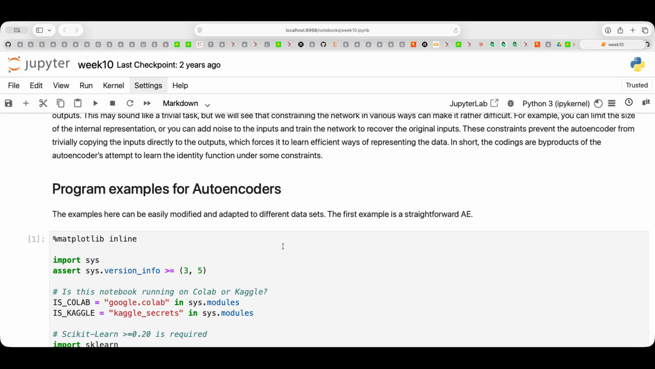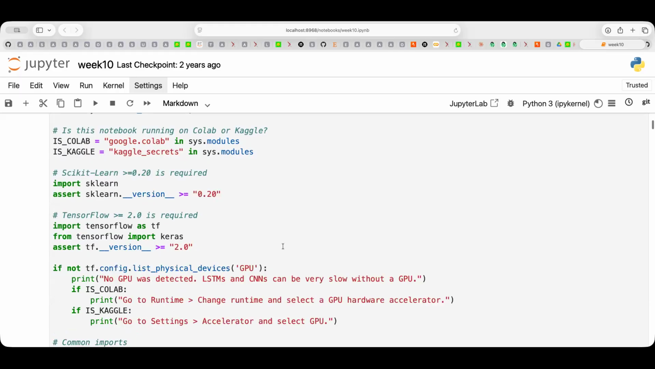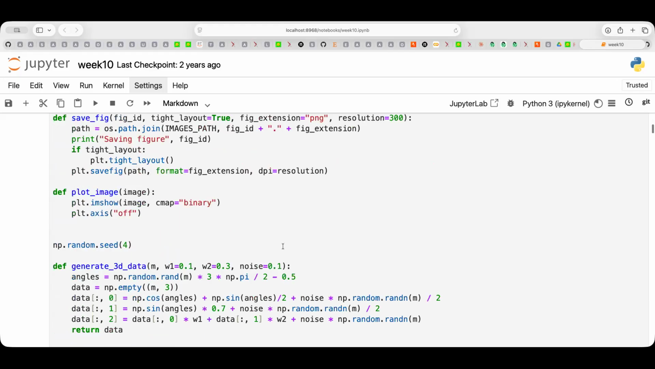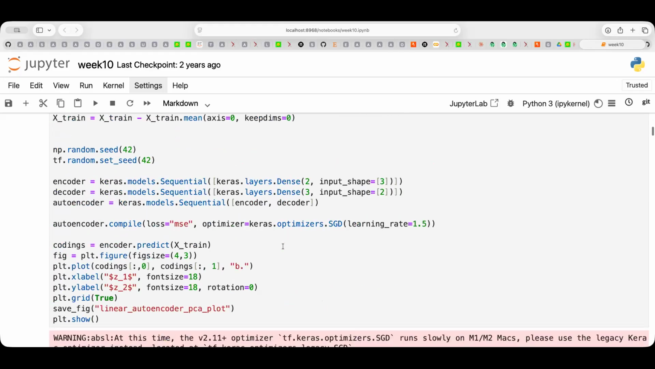Now, in the examples which we have, this is just a simple example which you find here. This is a typical example where we simply set up one layer. This is a simple neural network. So this is the encoder part and this is the decoder part. This is as simple as it can be. In this case, we use stochastic gradient descent as the optimizer, and this is the learning rate. So this is just a very simple example.